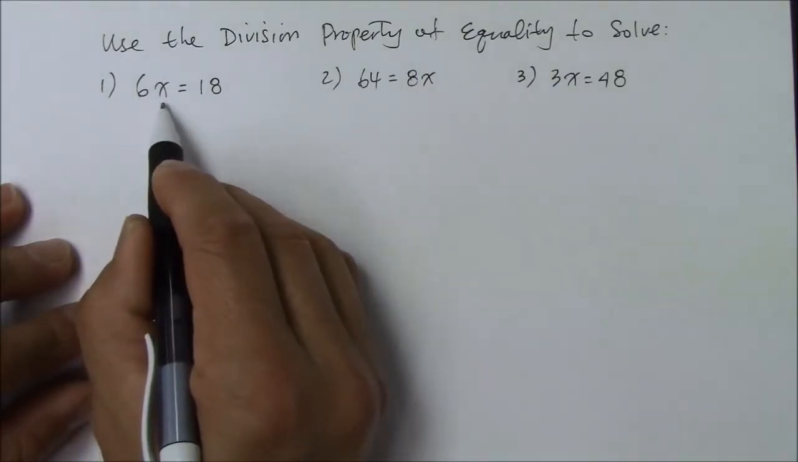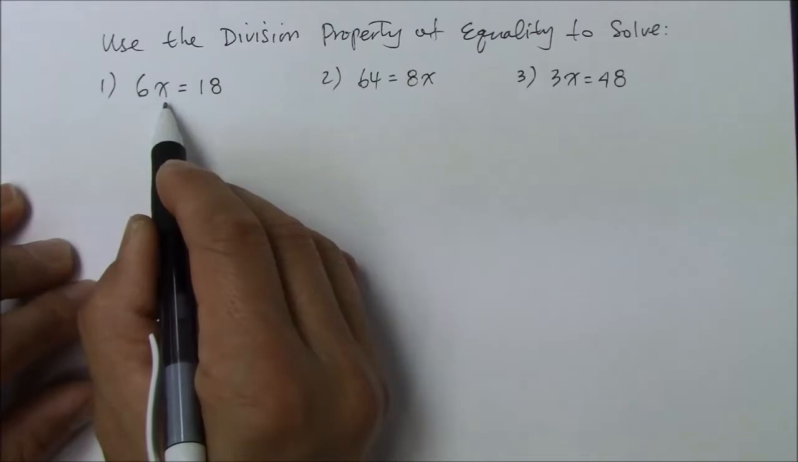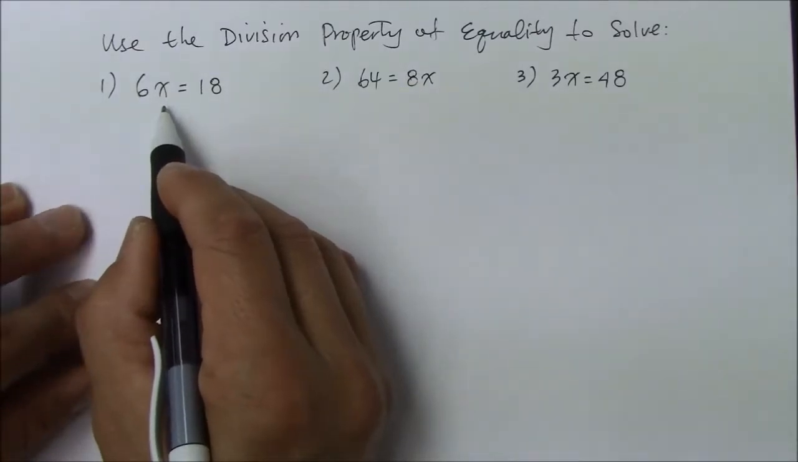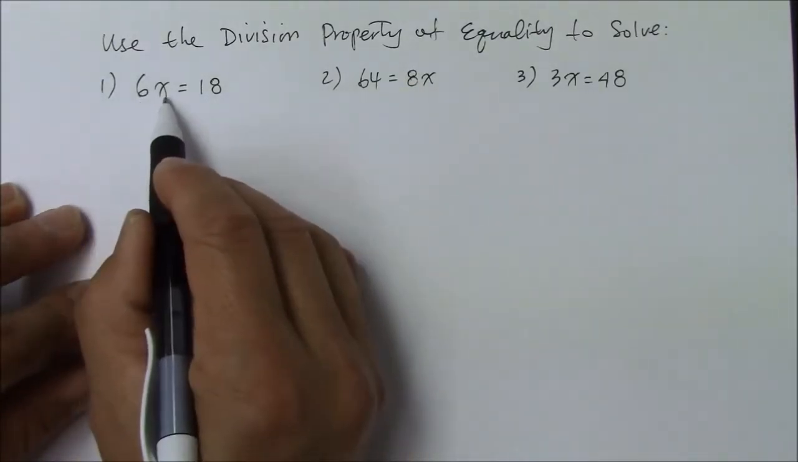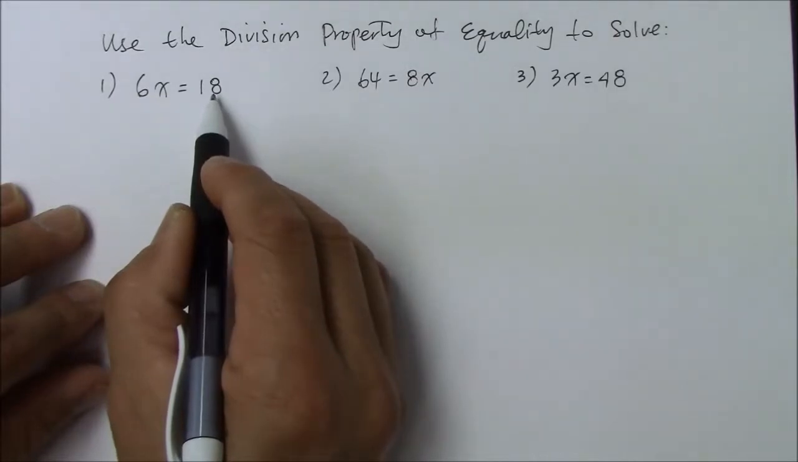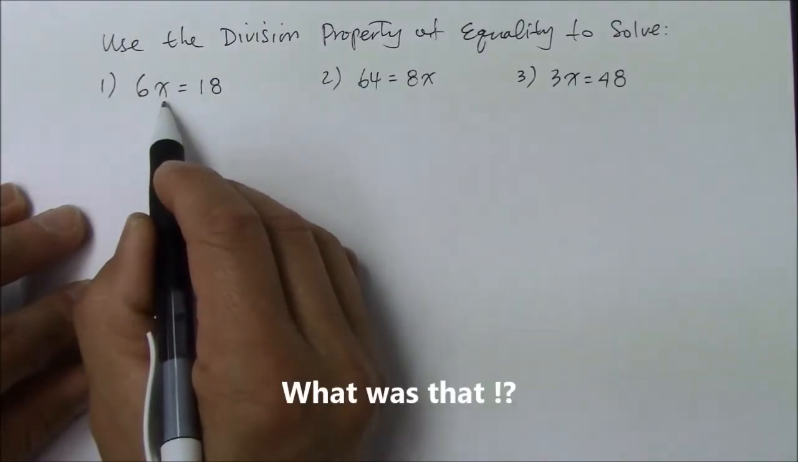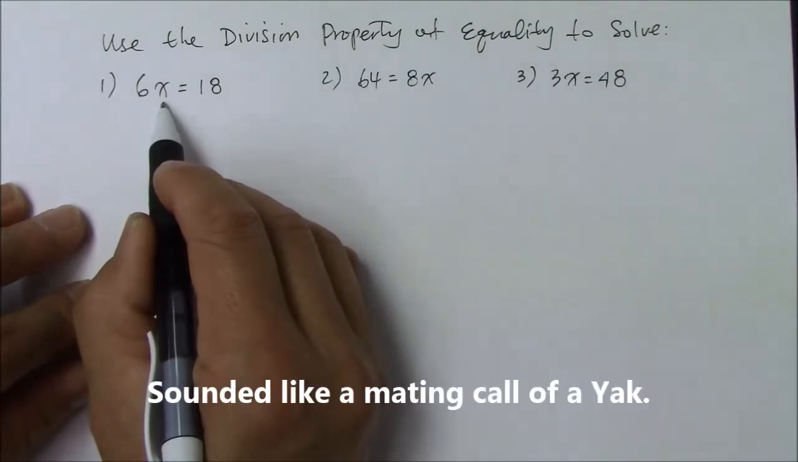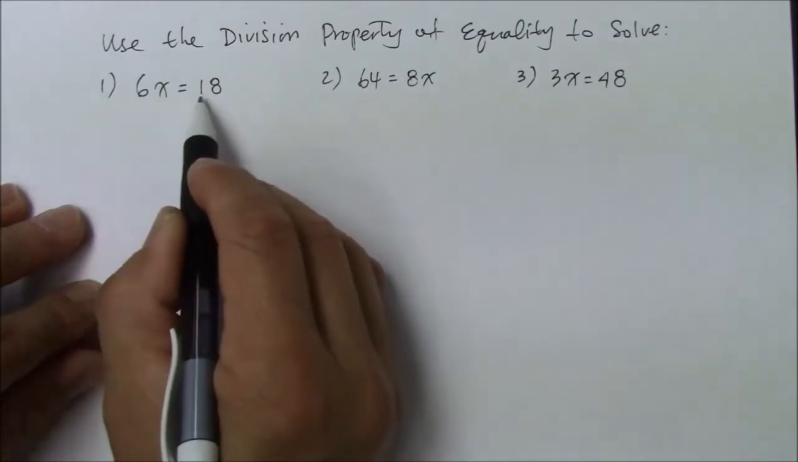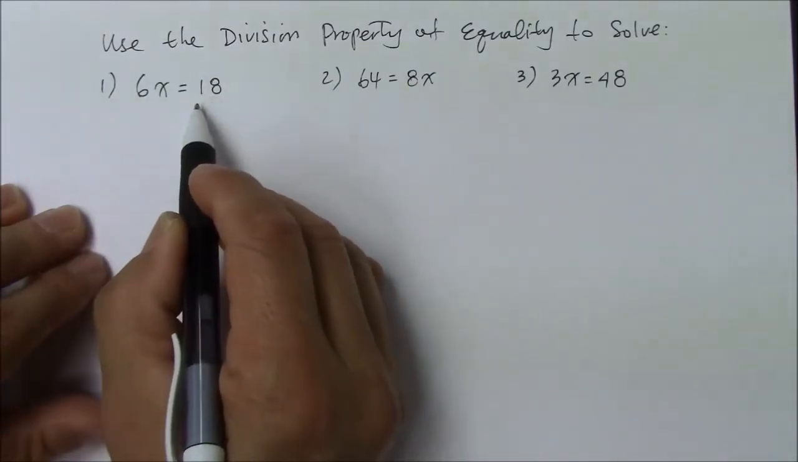figure out what x should be, as long as you know your multiplication tables. You ask yourself, 6 times what is 18? And you'll say, 3. What was that? Yes, it'll be 3. Because you know 6 times 3 is 18. But how do you show that algebraically?